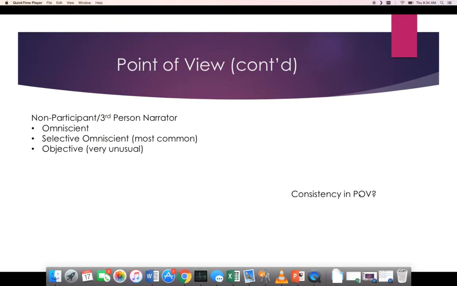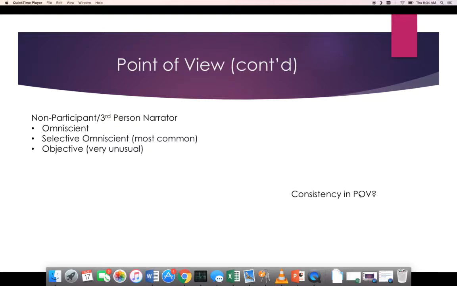And then on the other end of the spectrum is the objective point of view, which is also very unusual. The objective point of view means that you can't hear what any characters are thinking or feeling. So really all the writer is going to do here is just report what's happening. They're going to tell you who's doing what action, who's saying what out loud, but you don't get to know the private thoughts and feelings of any character.